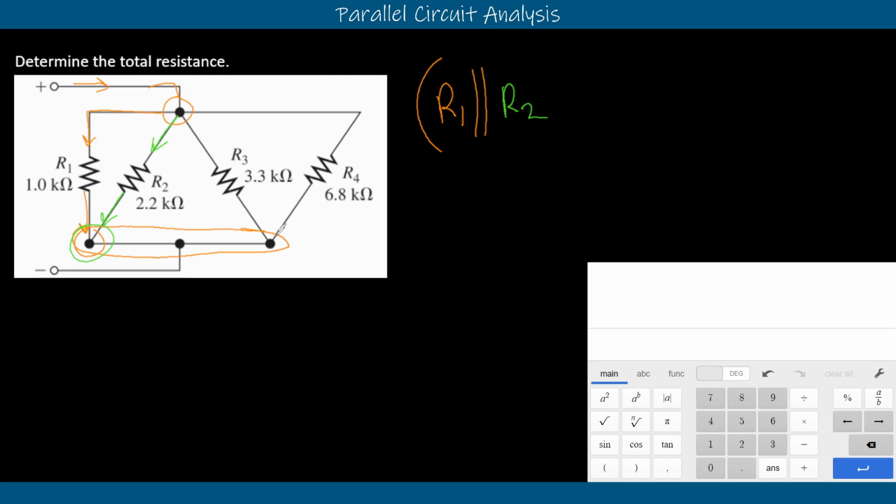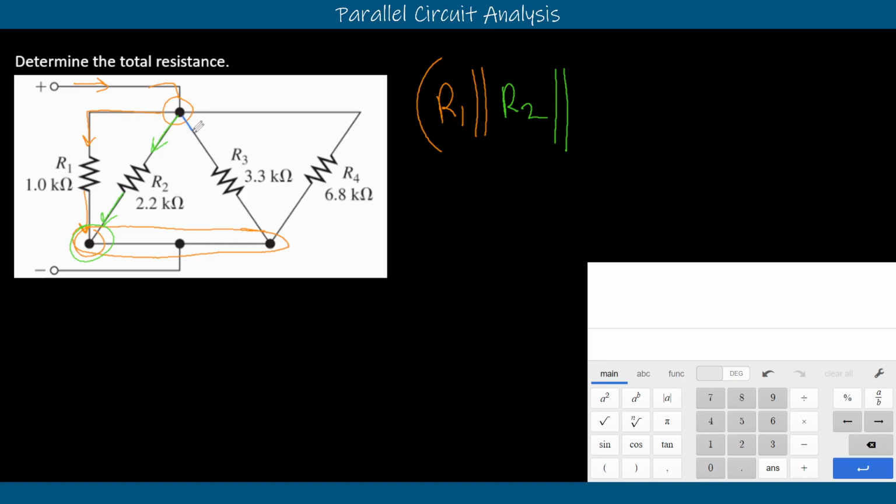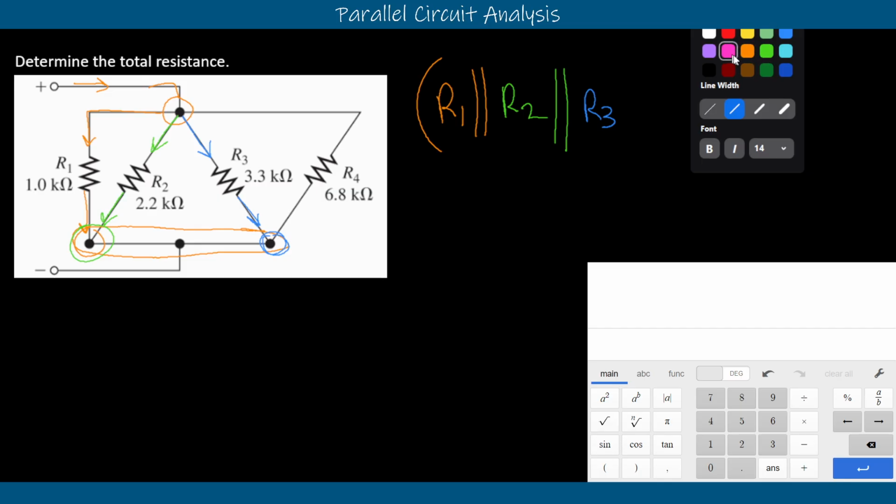And so we'll say that's in parallel with R2. And at that point, we can go down a few more. So we can say that's in parallel with whatever else is on the other branches here. We go up here again and we see that that's R3. We have no choice but to go through that to get back down to, yet again, ground, right? That bottom node is all ground. So we'll just say that's in parallel with R3. See, that keeps going on to the next one here as well.